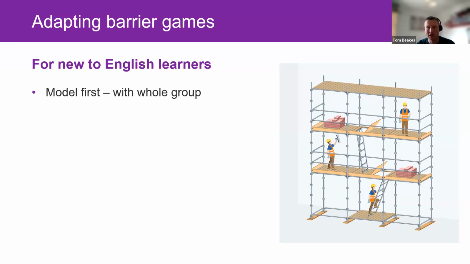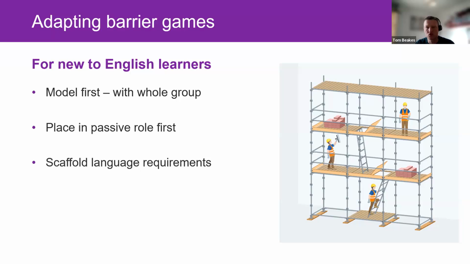So as we've mentioned, modeling the game first with the whole group, doing it as an entire class activity first with the teacher in the describing role, and then moving to pairs and groups is going to be really useful. For less confident or less proficient learners, give them the more passive role first, so that they have the chance to hear someone else model the spoken part of the task. And you could even put a new to English learner in a group of 3, for example, so they can observe first before they take part. As we've mentioned, scaffolding language requirements on both sides of the exchange by providing prompts will be useful.